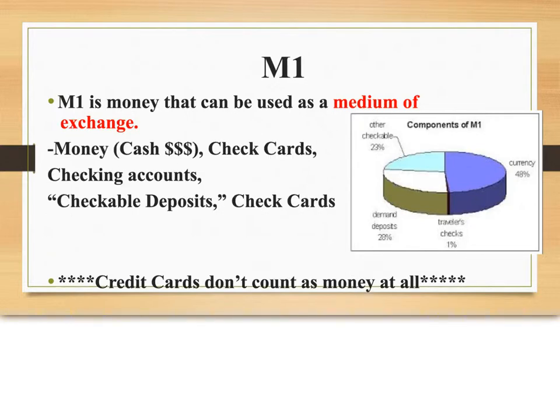So M1 is things like money, check cards, checking accounts, what economists call checkable deposits, anything you can write a check against, because you can pay with checks, and checking cards, which I already said above. And here are the components again of M1. When we just look at this, currency makes up 48% of what people use as money right now. Demand deposits or checkable deposits make up roughly the rest of the 50%. And then there's some money that's called traveler's checks. We won't really worry about that, but that's something you can use as exchange right now.